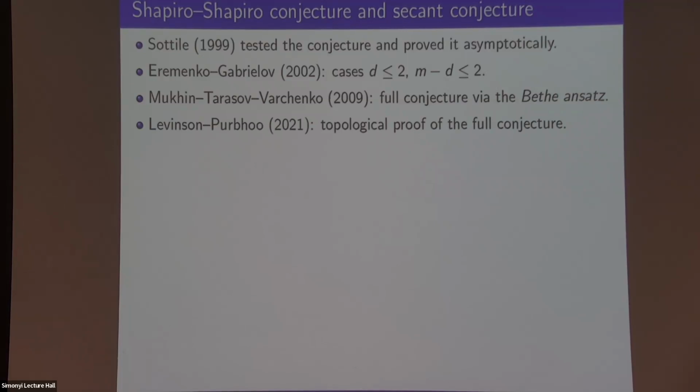Levinson and Purbhoo gave a completely different topological proof of the conjecture. The idea is that we know the conjecture is true asymptotically, and then we move our W_i, our osculation points, around. As we do that, it just suffices to show that all the solutions remain distinct. Because if all the solutions are real and they're moving around, the only way solutions can become non-real is if two solutions collide and then become complex conjugate non-real pairs.